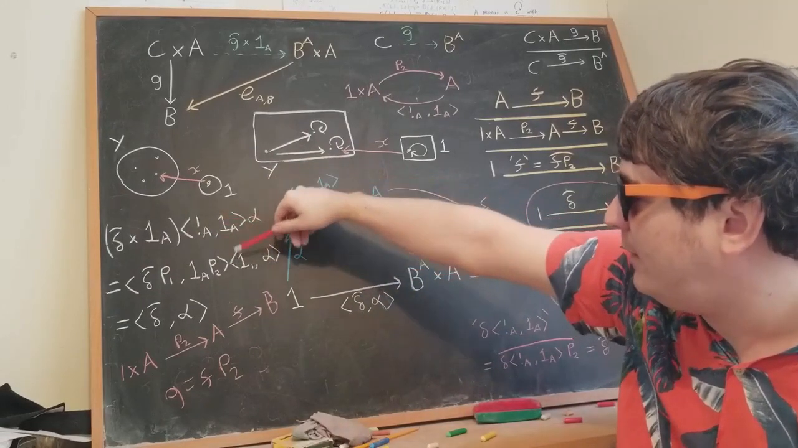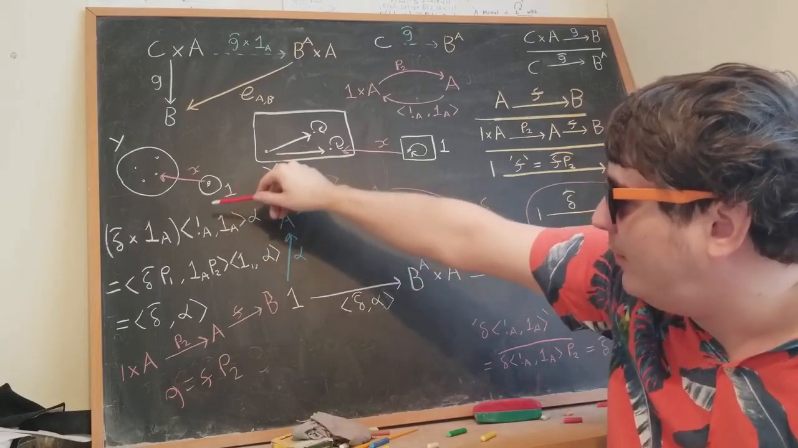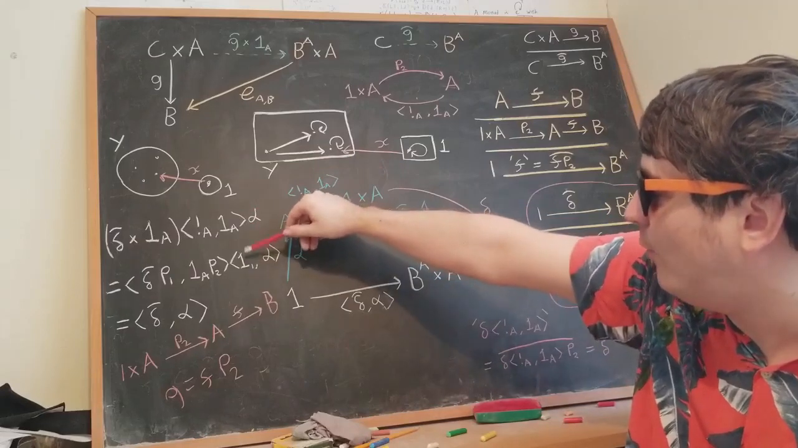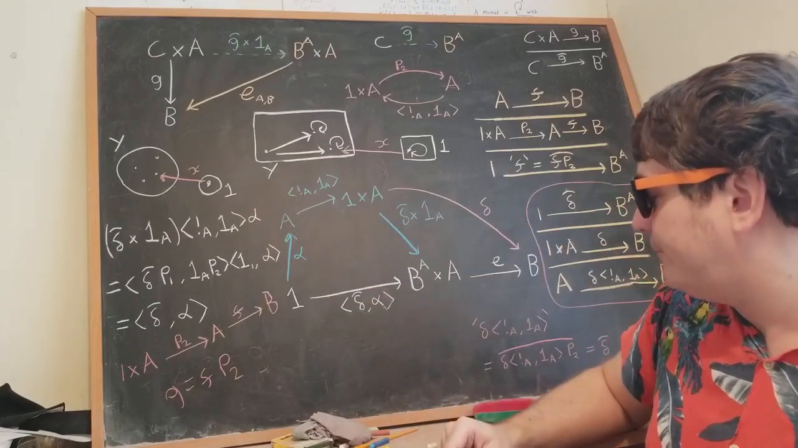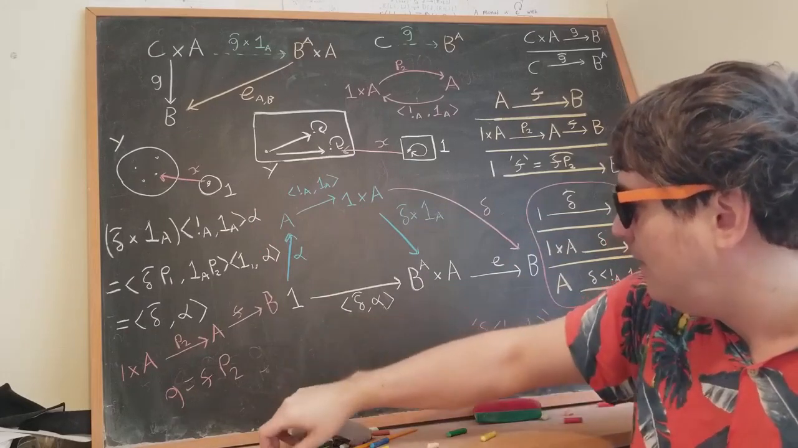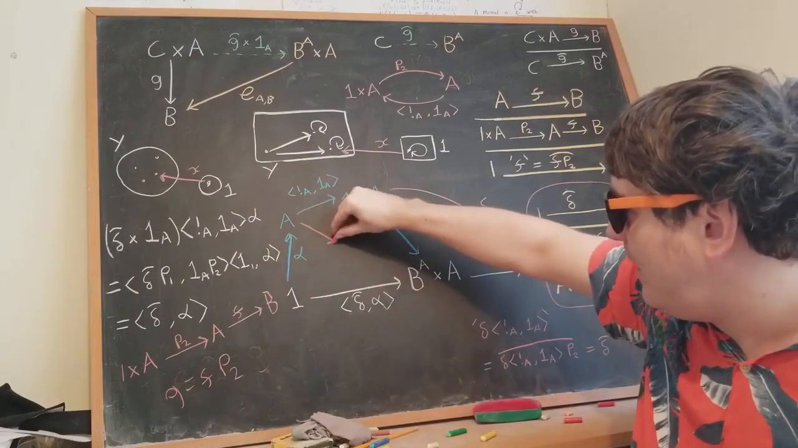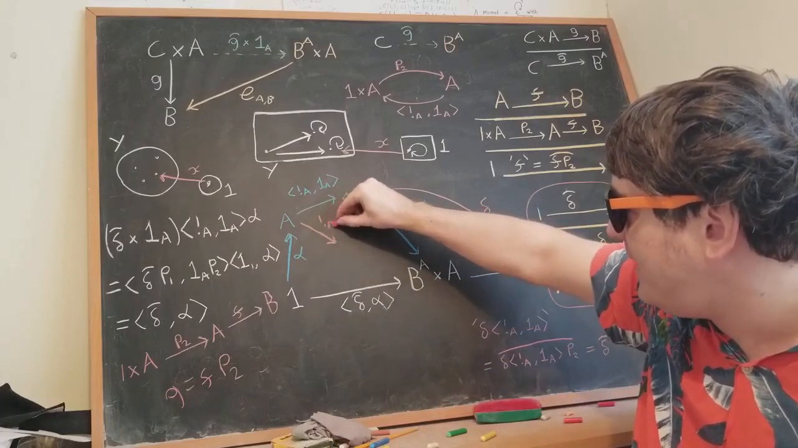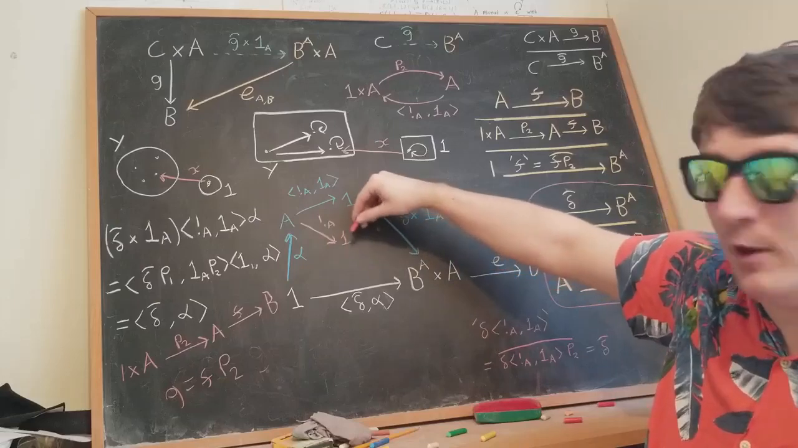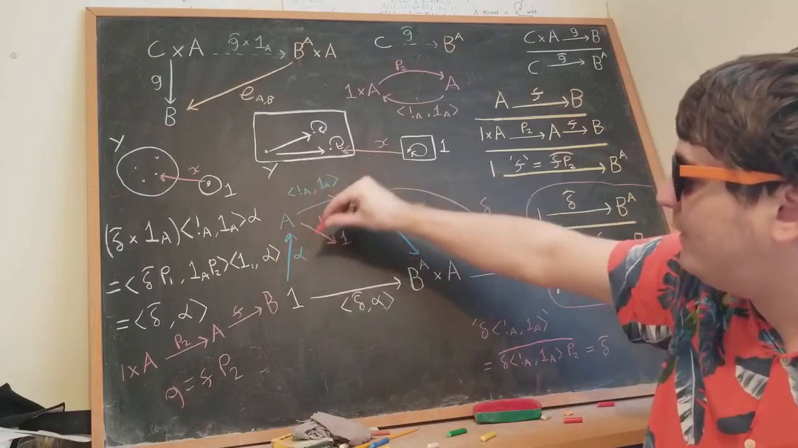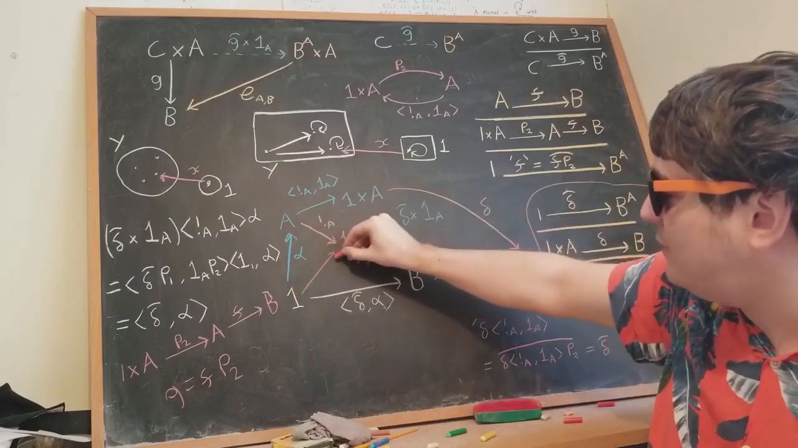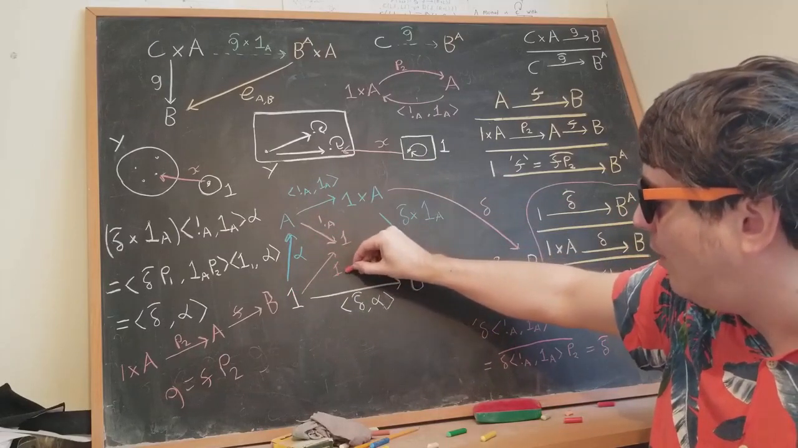And when we do exclamation mark a after alpha, that's just going to be the identity of 1. Because if you imagine doing exclamation mark a, that's this arrow to the terminal object, and composing these two gives the arrow from the terminal object to the terminal object, which is just the identity of 1.